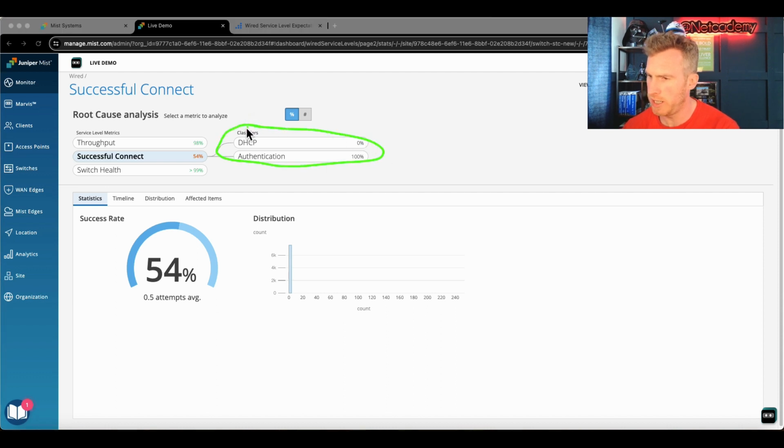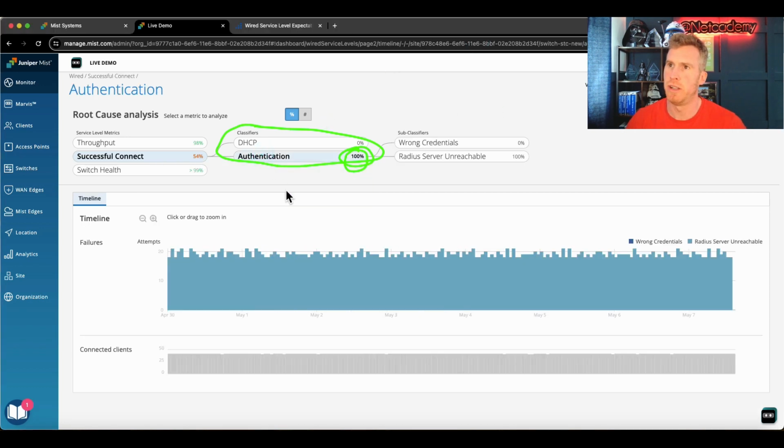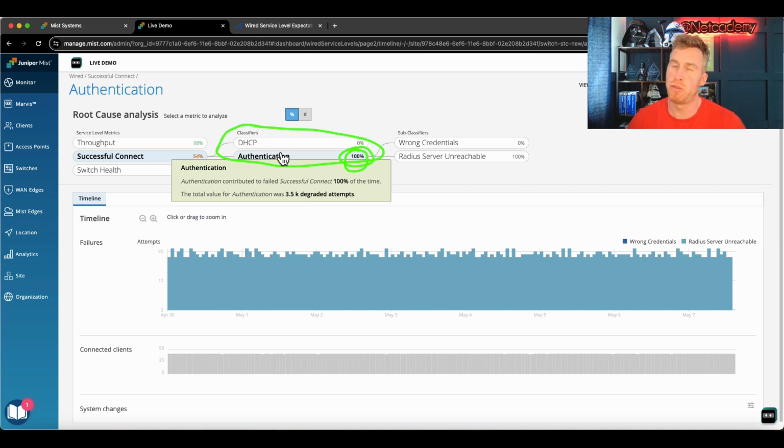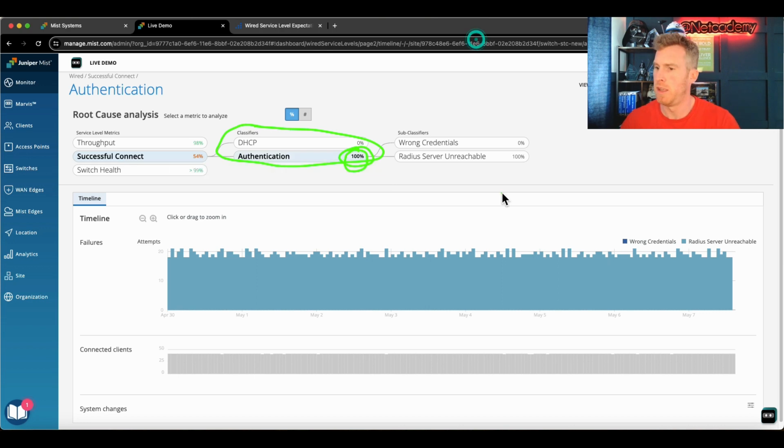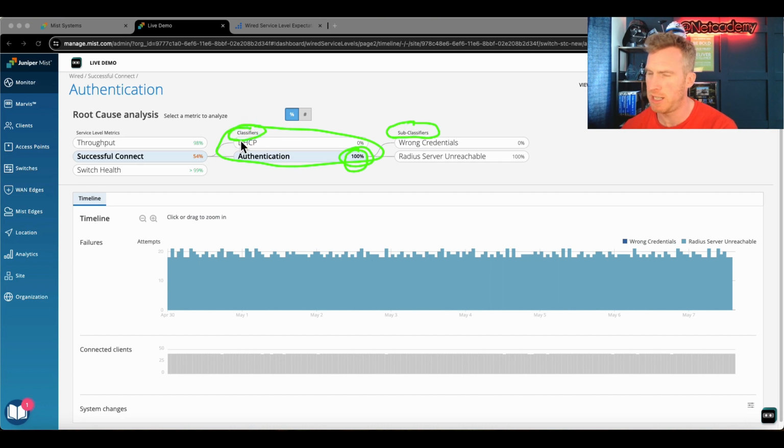If I click on successful connects, you can now see we've gone into more information on these classifiers. We can now see more from a high level, as I was saying, that 100% was due to authorization failures, authentication failures. If I click authentication, what you can see is that authentication contributed to the failure of that SLE 100% of the time. But now we've got these sub-classifiers. You're not going to have a sub-classifier for every classifier. It really does depend. But what we can see in this sub-classifier is that 0% was due to the wrong credential. So there wasn't any wired client entering the wrong credentials, the wrong password.